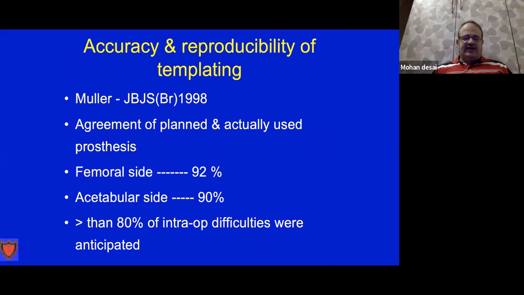But more than that, more than 80% of the intraoperative difficulties were anticipated when you template. So that is more important. So there are no surprises on the table. Otherwise, you have surprises, and you have not kept the inventory on the table, and there is a problem.